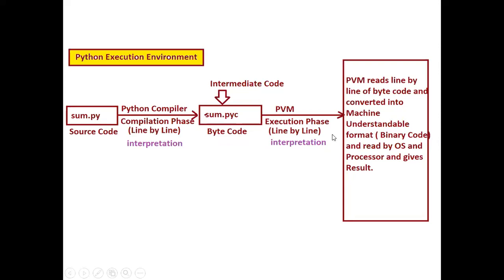After that, the execution takes place. What does the PVM do? PVM reads the bytecode line by line and converts it into the machine understandable format, that is binary code, read by the OS and processor, and it gives the result. Is this clear, students? Am I clear till here? Please confirm.